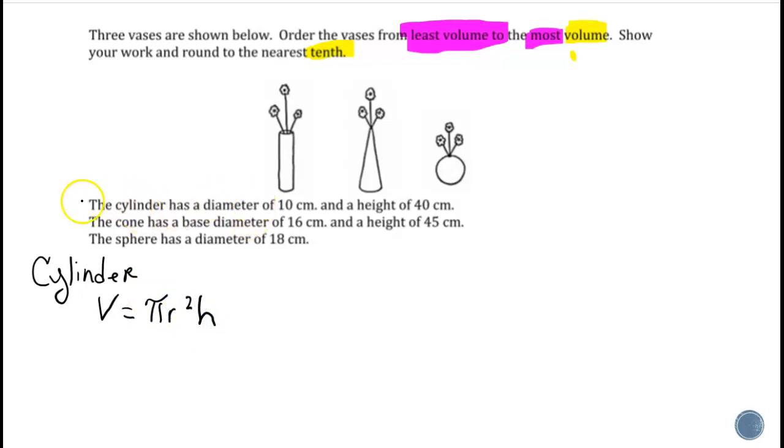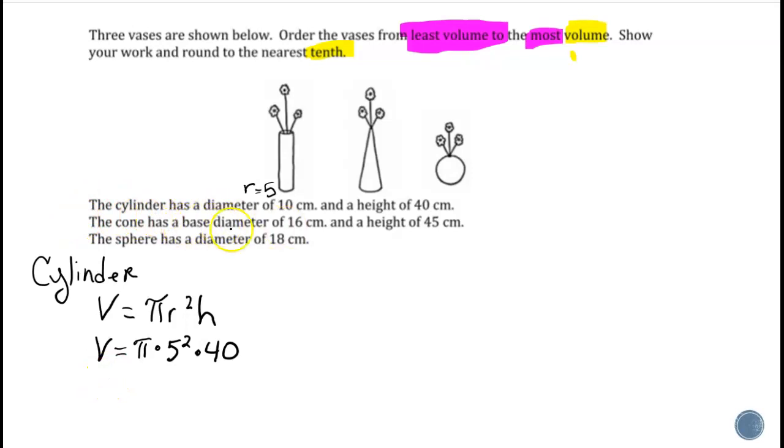So then I think, okay, the information they gave me for a cylinder was diameter. Well, I don't need diameter, I need radius. So if the diameter is 10, the radius is half that, which is 5. So then I can come back to my formula and substitute that in. And then my height of 40. I've got h, which is 40. Then go through and do the computation to solve that. Come down to the next one.